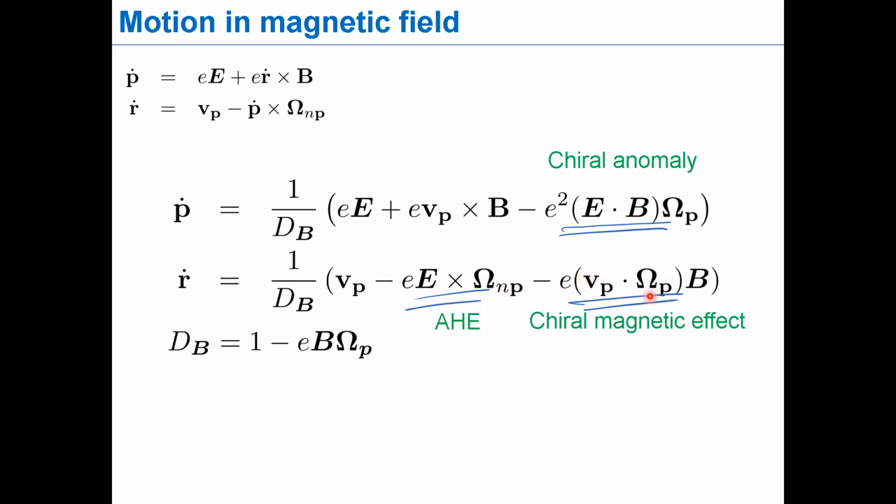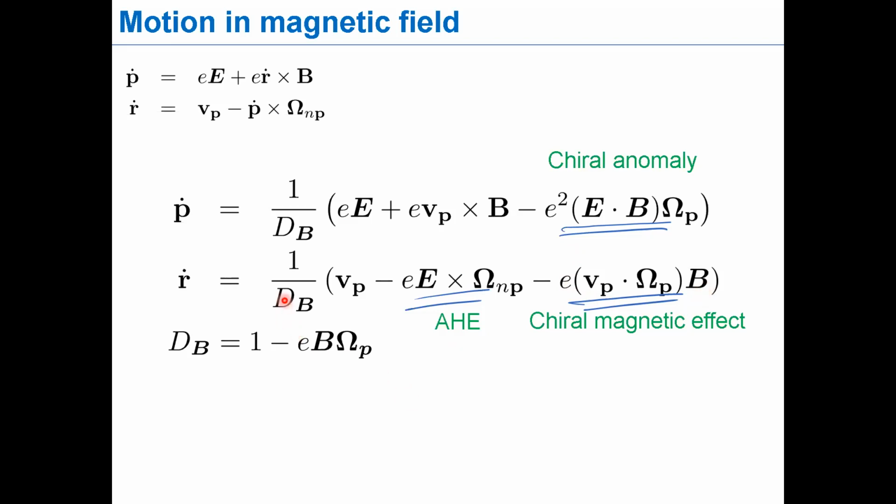The other part of the velocity that points along the magnetic field is what gives rise to the so-called chiral magnetic effect, the current flowing along the magnetic field when there are Berry monopoles in the band structure of the material. Okay, so in particular, this will give rise to the chiral magnetic effect in Weyl metals if their valleys are out of equilibrium with each other.